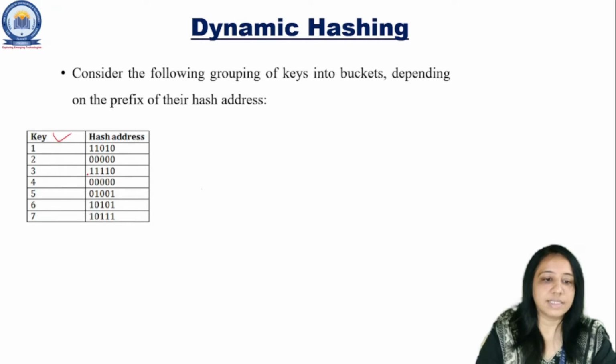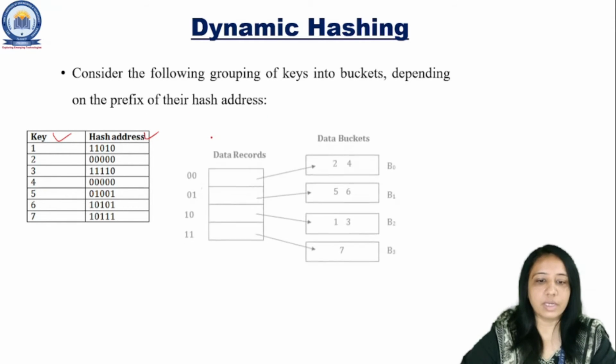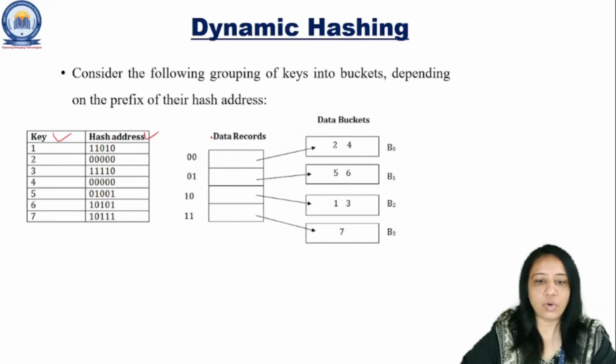That means some keys are given from 1 to 7, and each will have a hash address. Depending on the prefix of their hash address, we are going to create a pointer to the data records, showing how they will be stored and what the data bucket for each one can be.